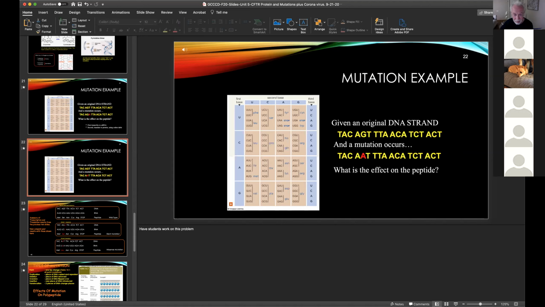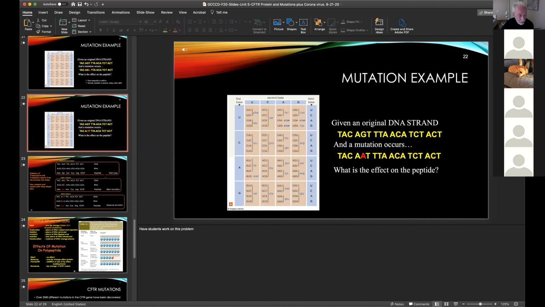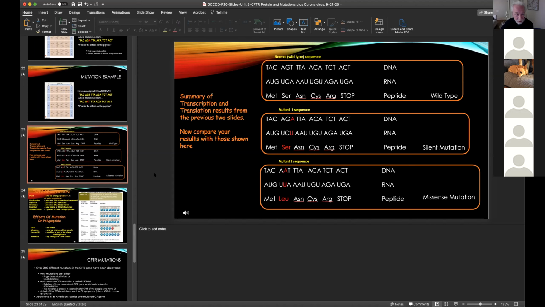And here is another mutation example where this G in the original strand becomes an A. What is the consequence of that? Again, I would like you to work through that on your own to show that you really understand it. But I've done it for you with a summary on this slide. So we'll look at the 3 orange boxes: normal, mutant 1, and mutant 2.